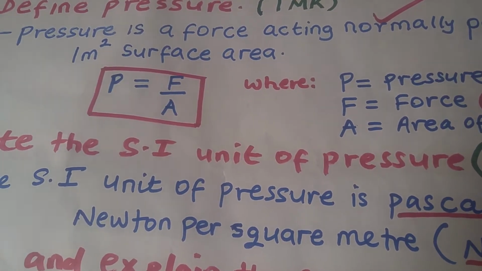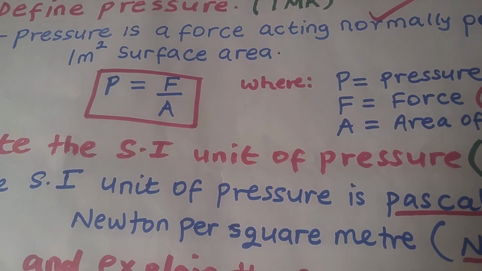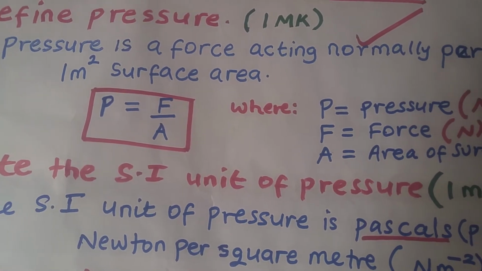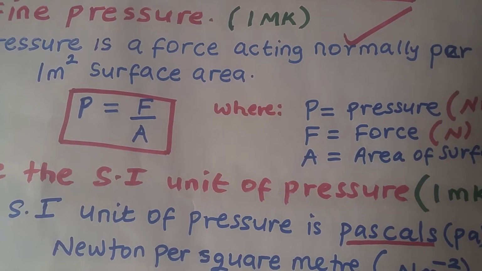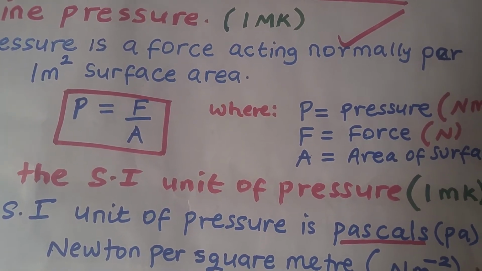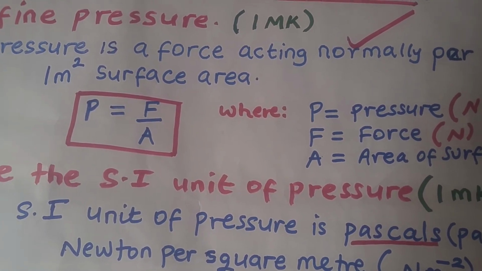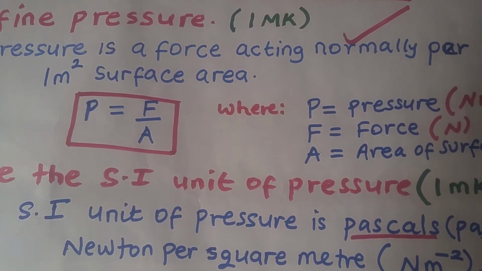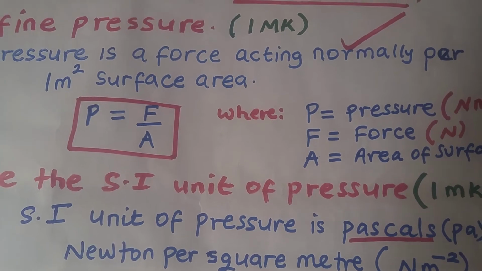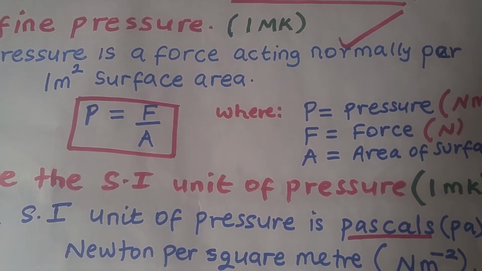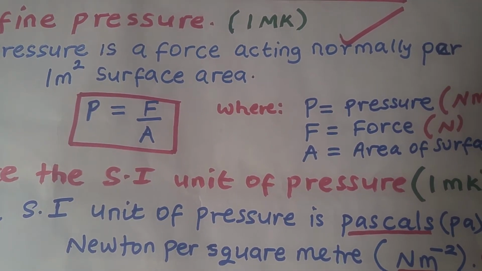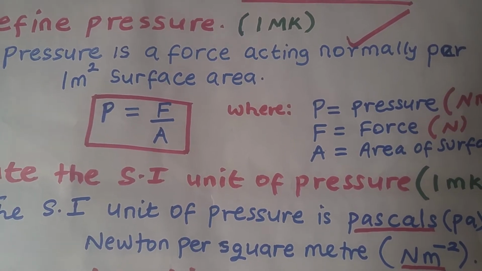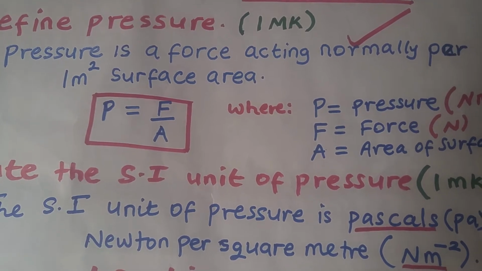So we are defining pressure as a force. You see? Pressure is a force, but that force is acting normally per unit area. Pressure is a force acting normally per unit area. Now, what do you mean by a unit? A unit means 1. And the SI unit of area is meters squared. So if you don't want to say per unit area, you could as well say pressure is a force acting per 1 meter squared surface area. Unit means 1, 1 meter squared. That means the area is 1. So you could define pressure as a force acting normally per unit area, or you say it is a force acting normally per 1 meter squared surface area.